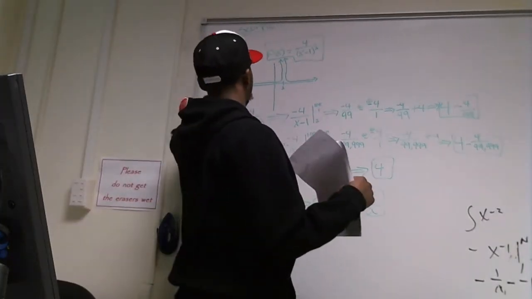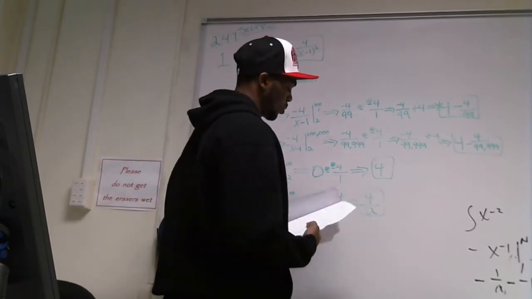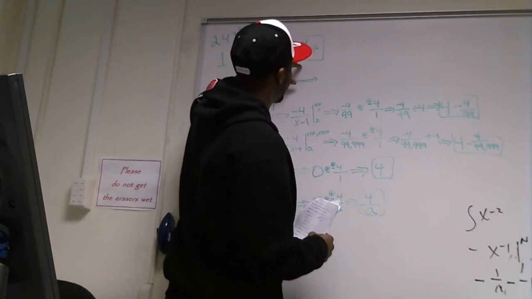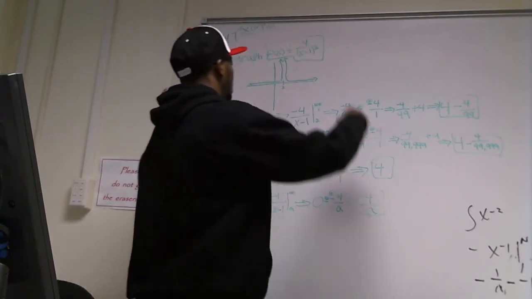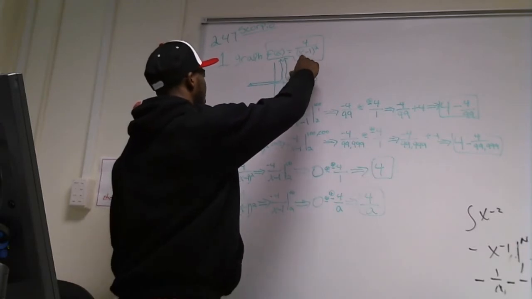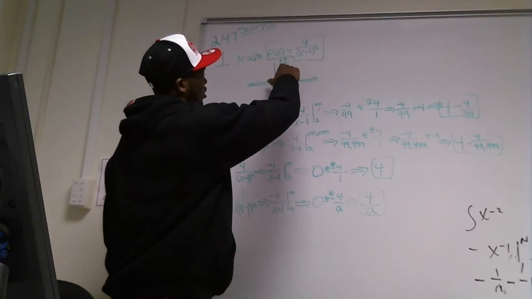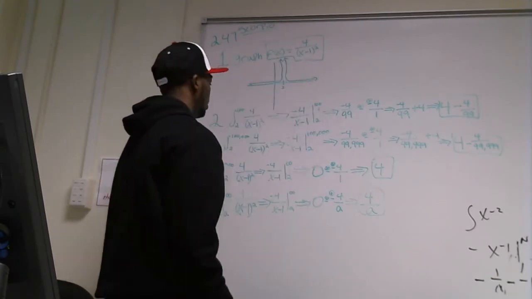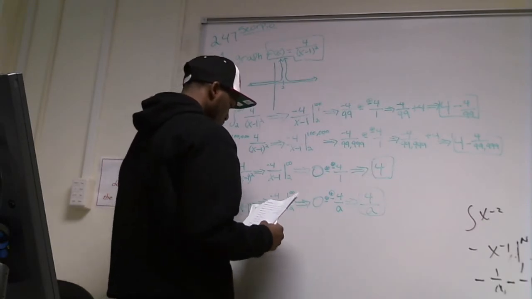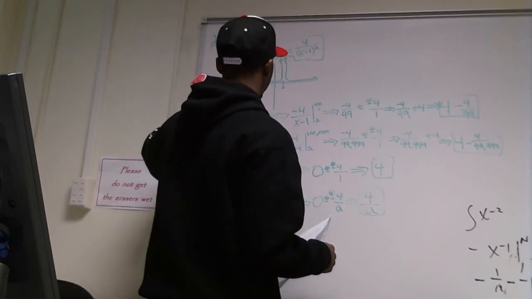All right, 247. For the first part, they wanted me to graph this right here, 4 over (x minus 1) squared. This is going to make it undefined if you plug in 1 right here. So we have the asymptote at 1, so it's going to go like this. Then they want me to do the integral of this right here.